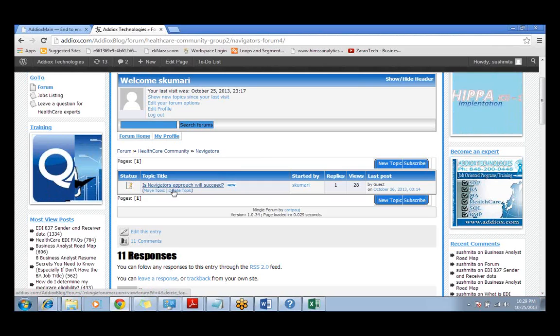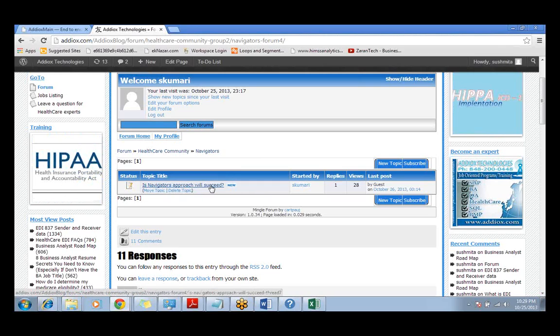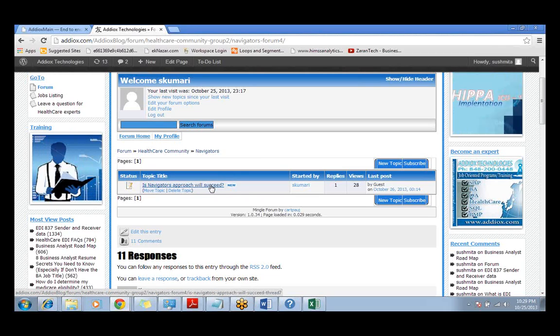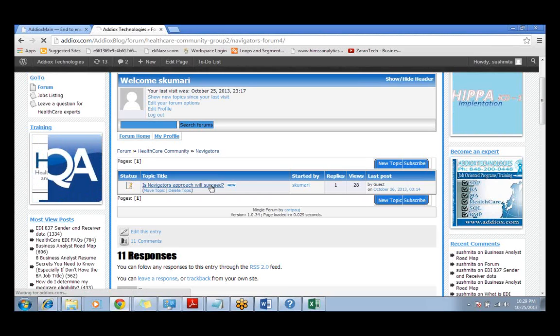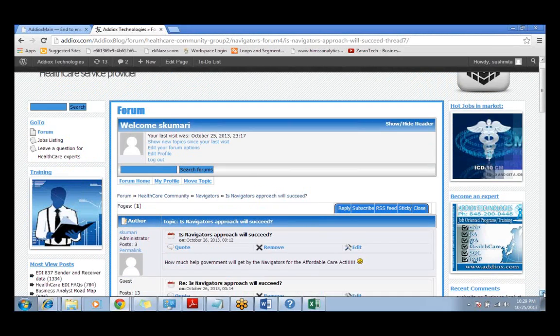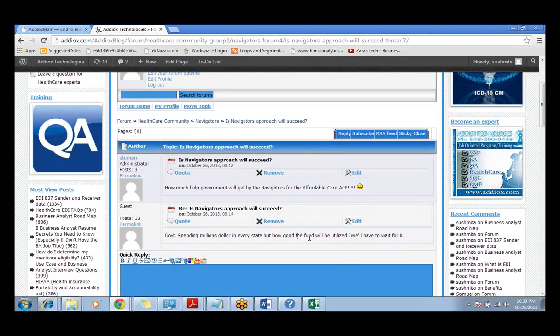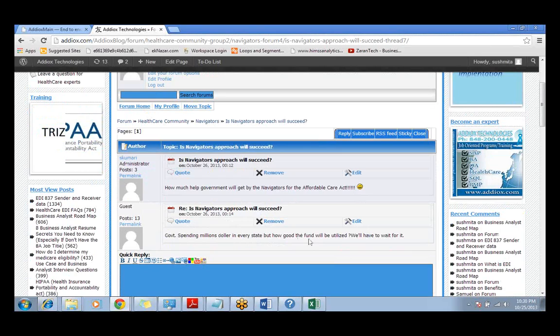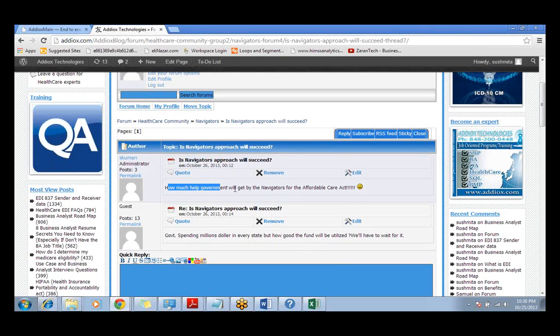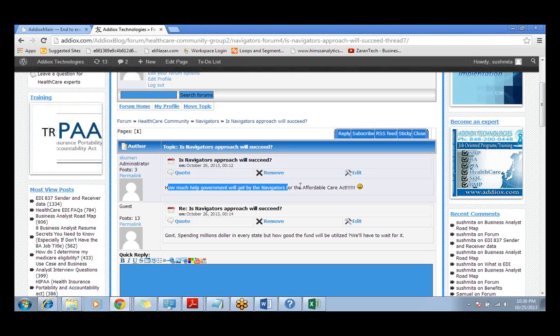When you click on navigators, you will see here is navigator approach will succeed. That is the assignment, okay? You guys have to study. This is very, very hot in the market. When you read, you will know how hot it is, okay? And if some of you are already following it, that would be very great. Already someone responded to this. So the question is: navigator approach will succeed? How much help will the government get from navigators for the Affordable Care Act?